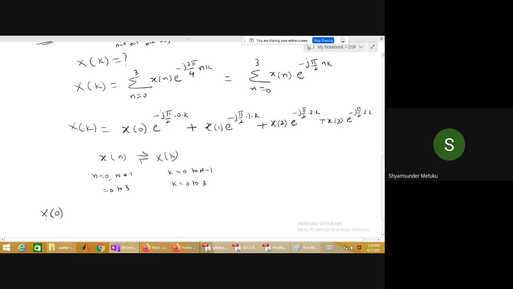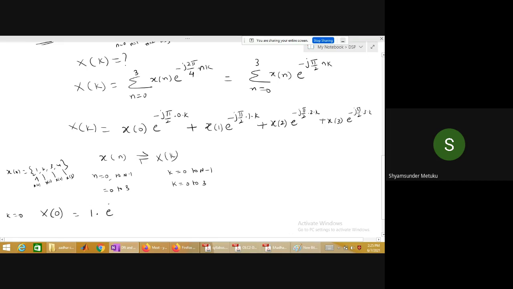So first one is capital X of 0, which is k equal to 0. Can you tell me what x of 0 is? It is 1. X of 0 means n equal to 0, and the value is 1. Remember, x of n is 1, 2, 3, 4. So this is x of 0, this is x of 1, this is x of 2, and this is x of 3.